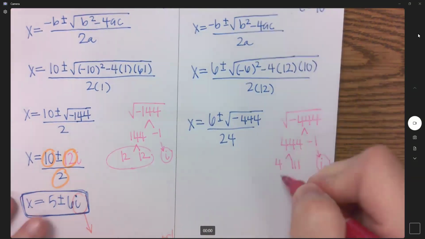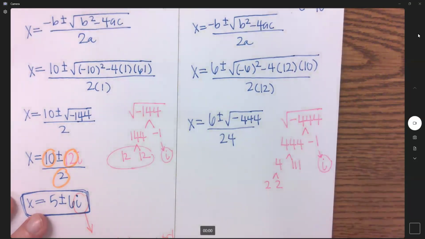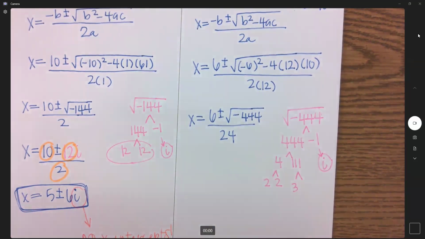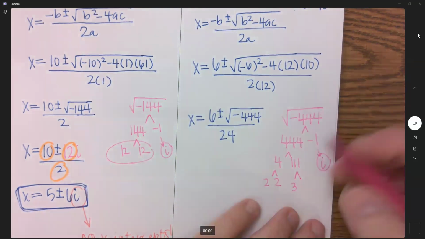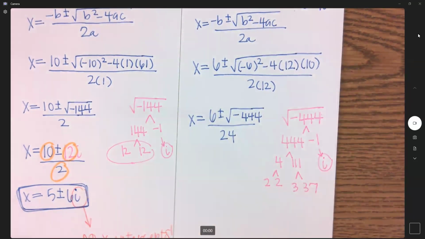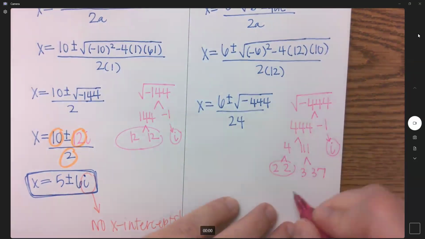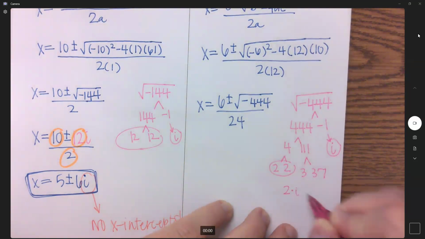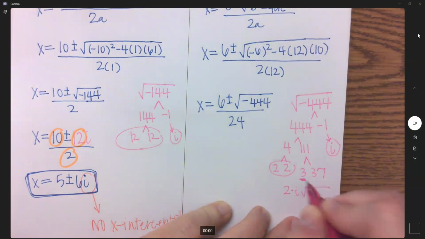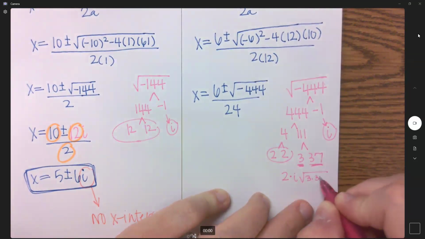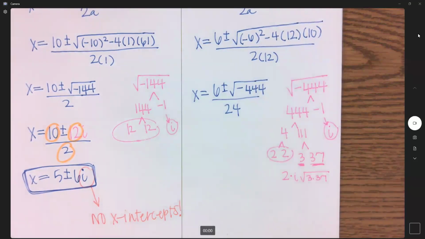4 breaks down to 2 and 2. And then this one's divisible by 3. And that's going to give me 37. 37 is a prime number. So I have a pair of 2s and this i comes out. So this is going to be 2 times i. And then I have 2 lonely things staying in. So we'll multiply 3 and 37 back together to get that 111 in the radical.